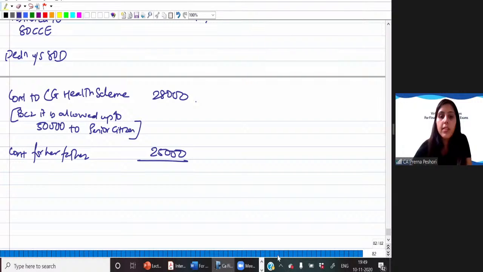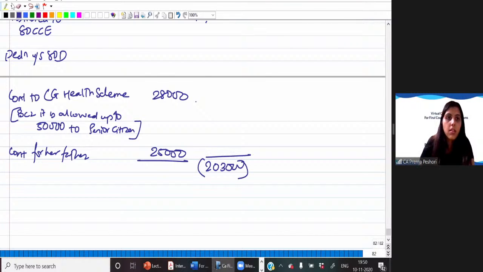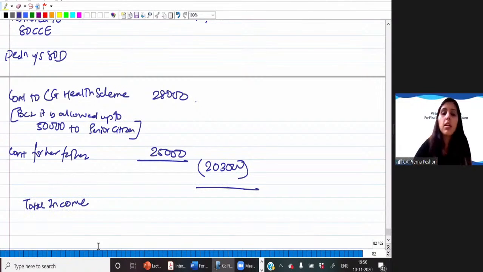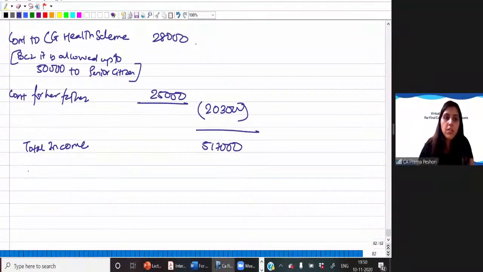Clear? So in this case, how much will be the deduction allowed? 1,50,000, 28,000 and 25,000. So the total deduction which will be granted to this assessee is 2,03,000. Clear? Two lakh 3,000, right? So what will be the total income in this case? The total income which will be taxable in this particular case would be 5,17,000. And now tax on this amount will be computed first.